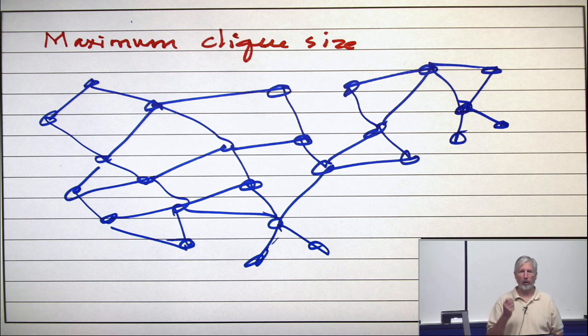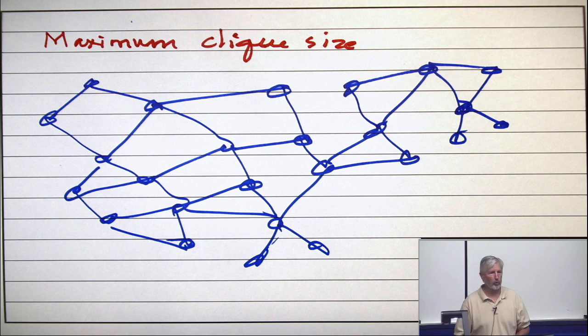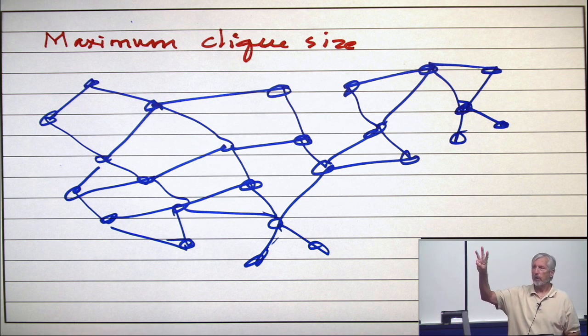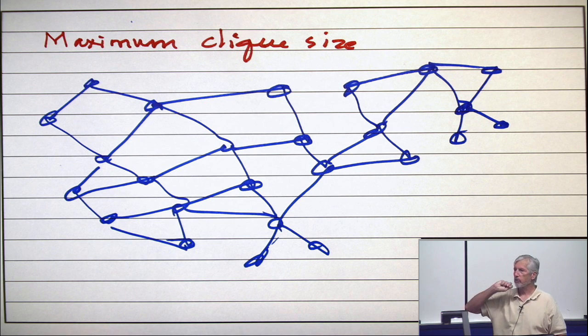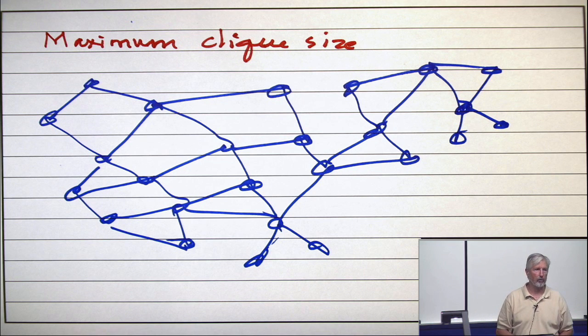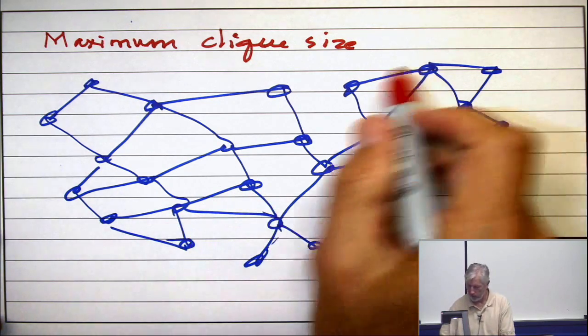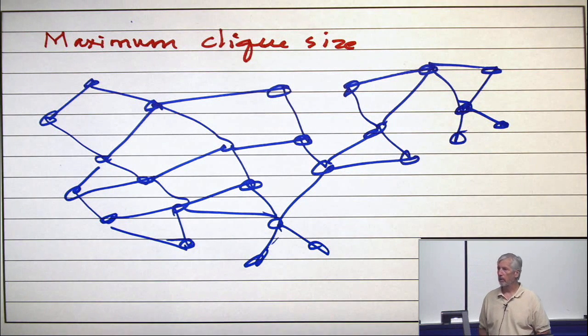A clique is a subgraph, every pair of vertices joined by an edge. You're supposed to say that the maximum clique size is 3. You can find triangles, cliques of size 3, but you cannot find cliques of size 4, 5, 6, or anything larger. Here's a triangle right there. Oh, there's a triangle. There's a triangle. There are lots of triangles.